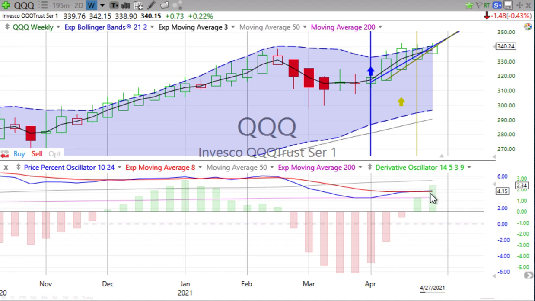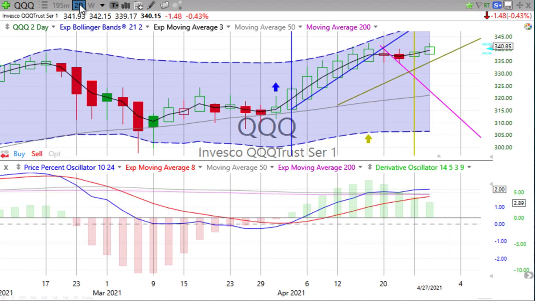Price percent oscillator still just over the red signal line. Derivative oscillator gaining upward momentum. Green candle forming, so that's good to see. Price is just right there on that weekly trend line. We look at the 2-day chart. We can see where price is just above the weekly.